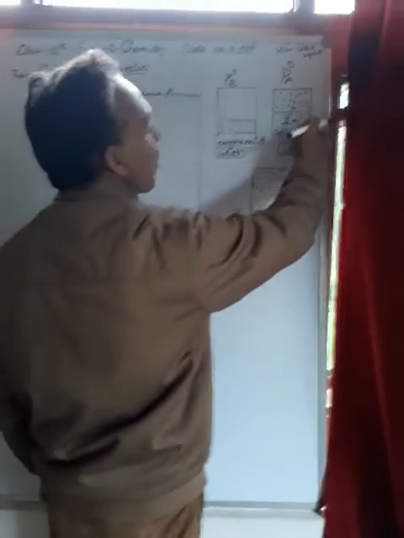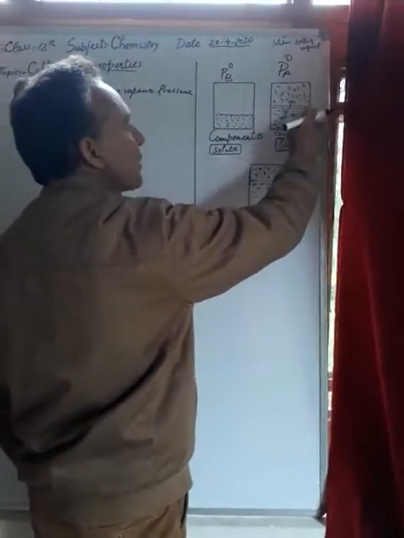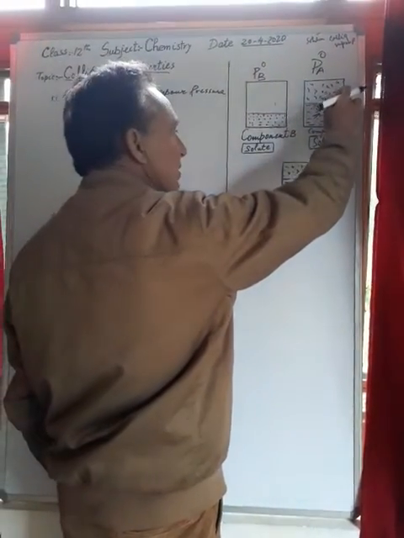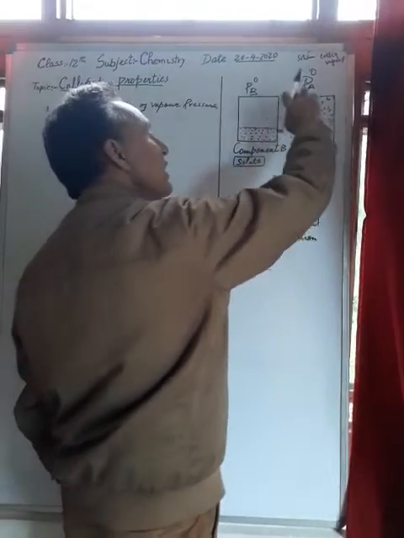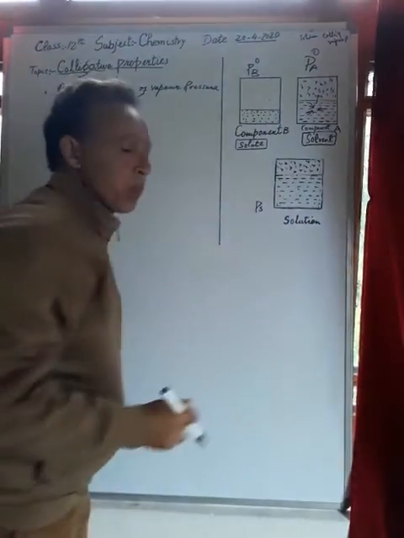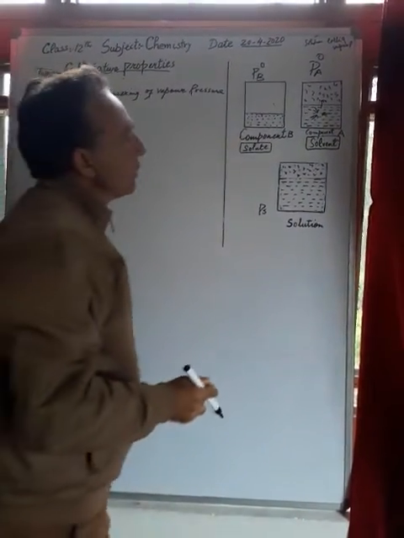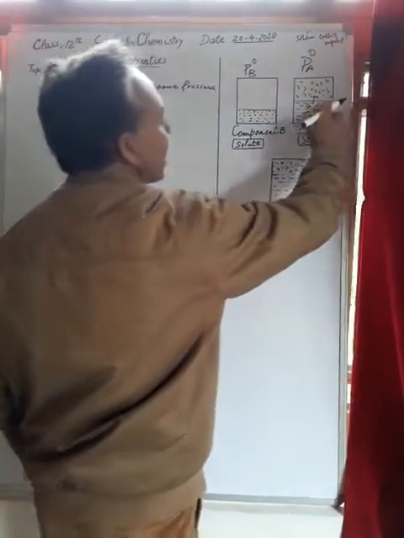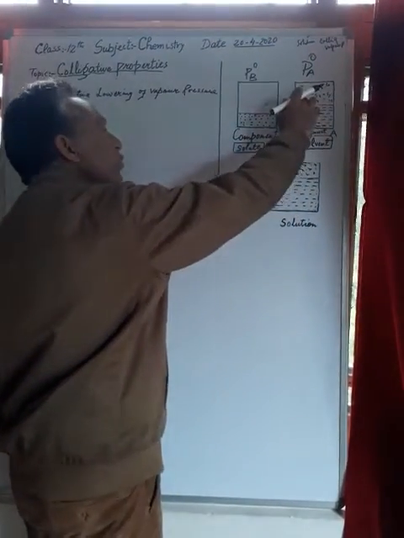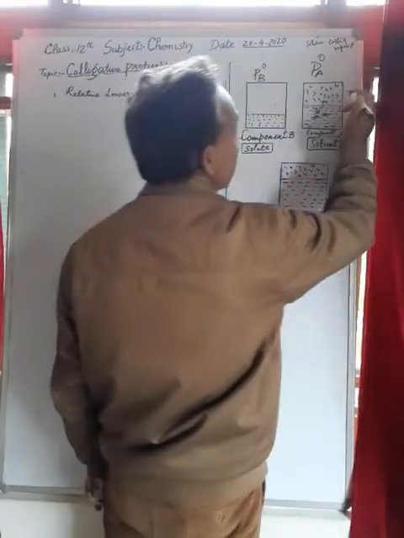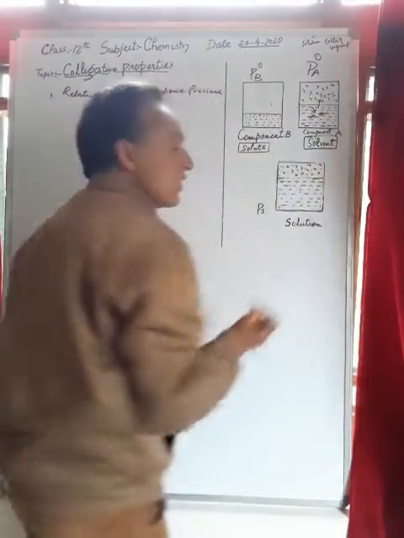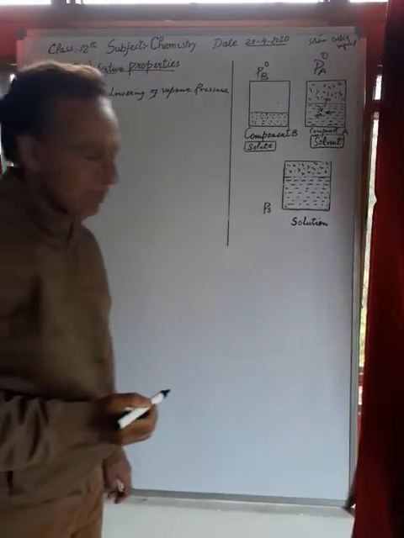Initially, the rate of evaporation is high, and with the passage of time, it decreases, and the rate of condensation is initially low, it increases with the passage of time. And a stage reaches when the rate of evaporation becomes equal to the rate of condensation. The pressure exerted at this state by the vapors is called the vapor pressure.